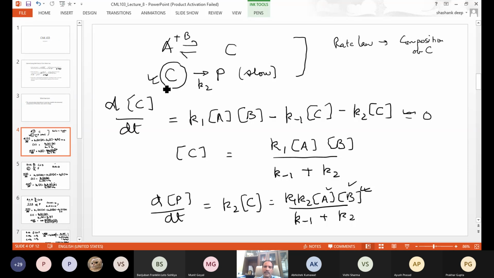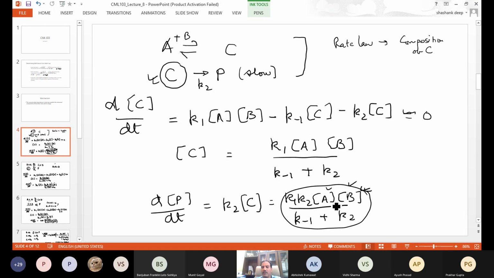Suppose you have this reaction. Now you write dC by dt is equal to K1 into A into B minus K minus 1 C and minus K2 C. Am I right? That's how you can write the rate law for the intermediate, and you can apply the steady state approximation, so this is equal to 0. C is an intermediate, so C is K1 A into B over K minus 1 plus K2. And since this is the rate determining step, dP by dt is K2 into C, so K1 K2 A into B over K minus 1 plus K2. This is the rate law which you will get.